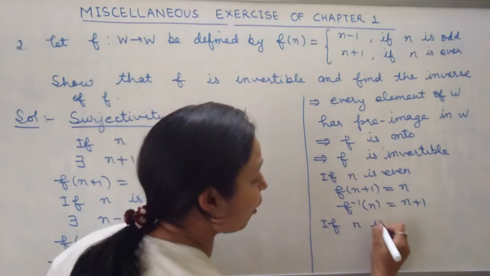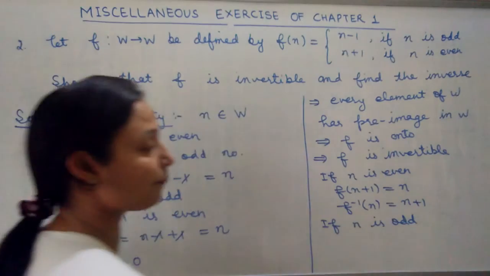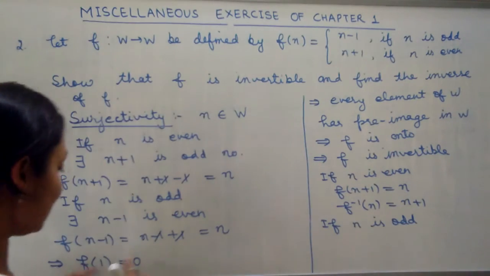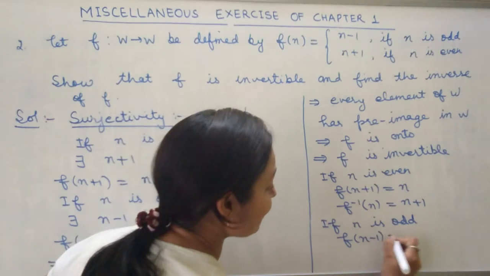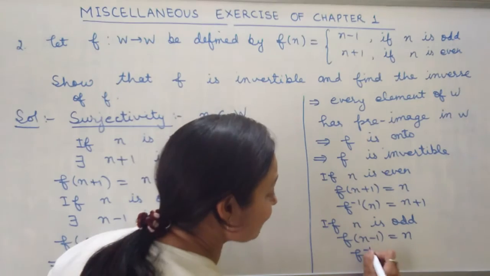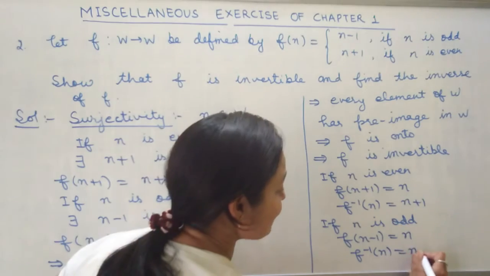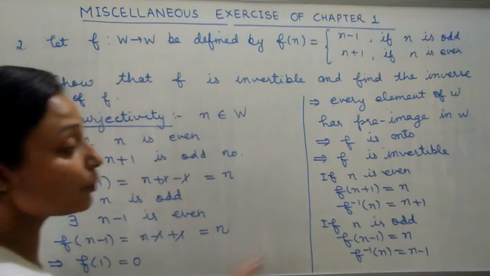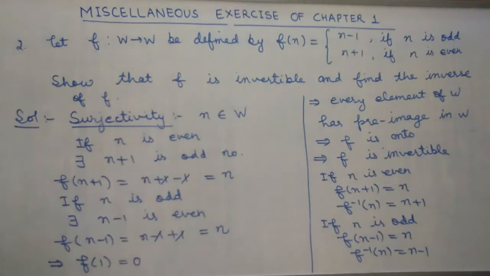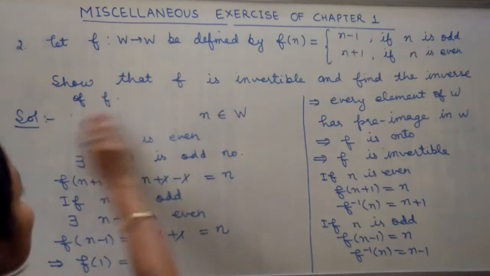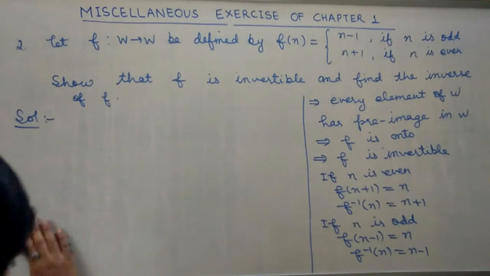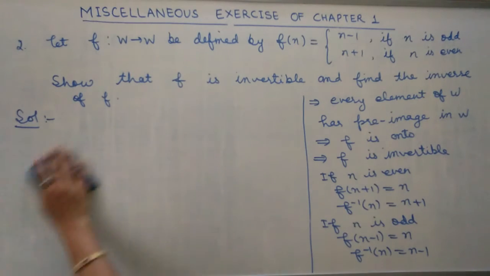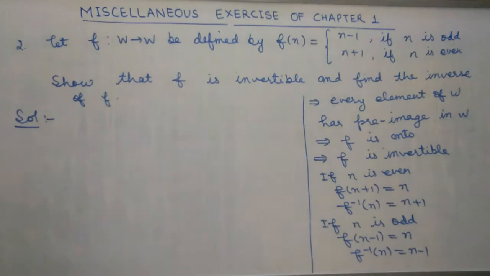If n is odd, what is happening? If n is odd, f(n) minus 1 equals n. That means f inverse of n equals n minus 1. Their inverse is very simple. I will take this inverse from the injective function.